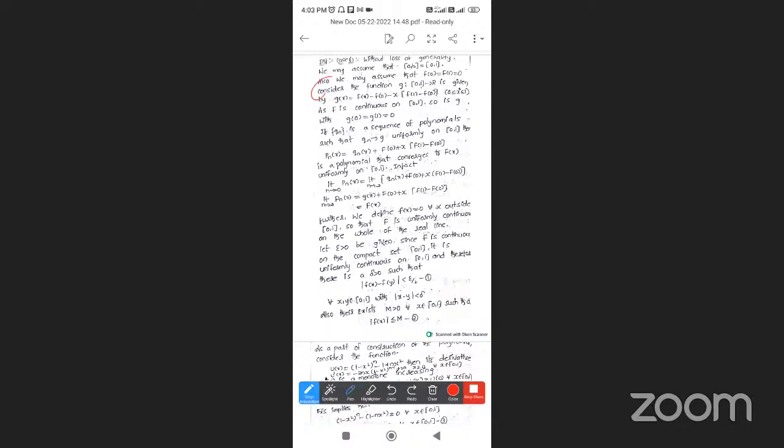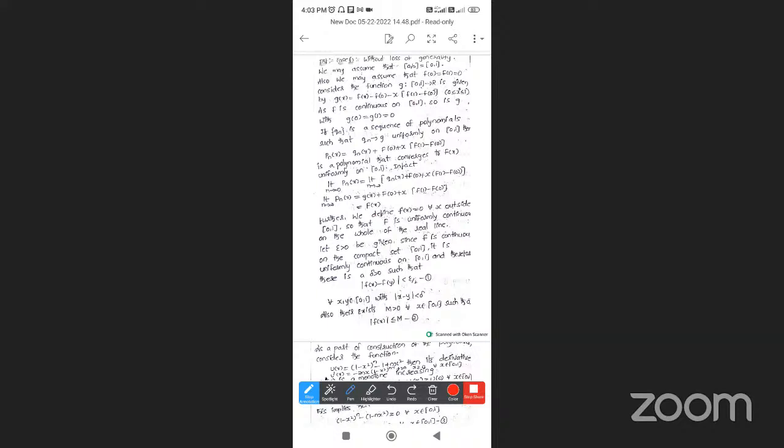What is not constant in qn of x? It tends to g, so the limit as n tends to infinity of qn of x is g of x. Remaining all are constants, namely f of 0 plus x into f of 1 minus f of 0. That is called this.